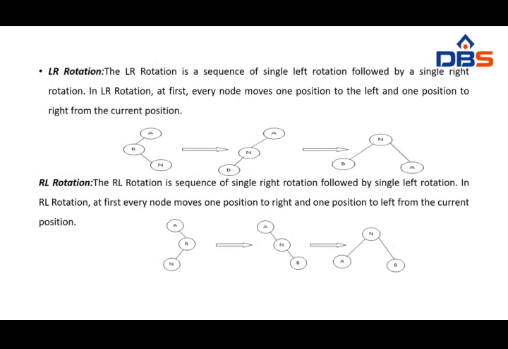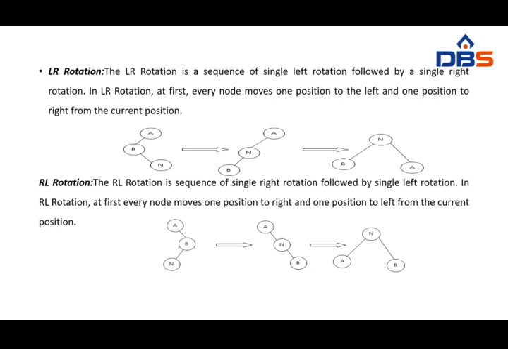An LR rotation is a sequence of a single left rotation followed by a single right rotation. In LR rotation, at first every node moves one position to the left and one position to the right from the current position. See A, B, N; you can assign like that. Then N is the root node, B is the left child of N, and A is the right child of N.